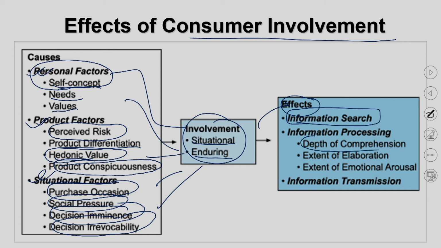Information processing. If you are very involved, the depth of comprehension will be very high. You will try to understand what the message is saying, what a particular ad is saying, what a particular product information is saying, and so comprehension will be high. Extent of elaboration. You will elaborate the message highly. You will produce arguments and counter arguments to all the messages that have been given about the particular product, and so elaboration will be very high if you are highly involved.